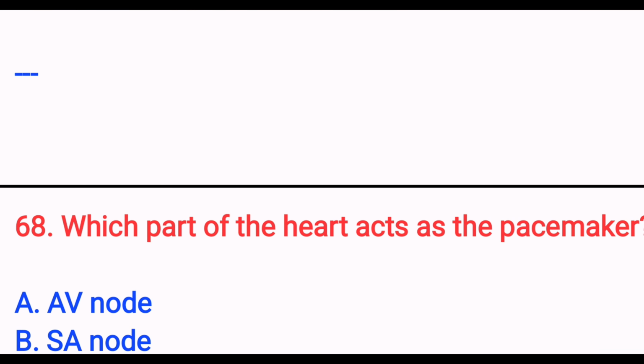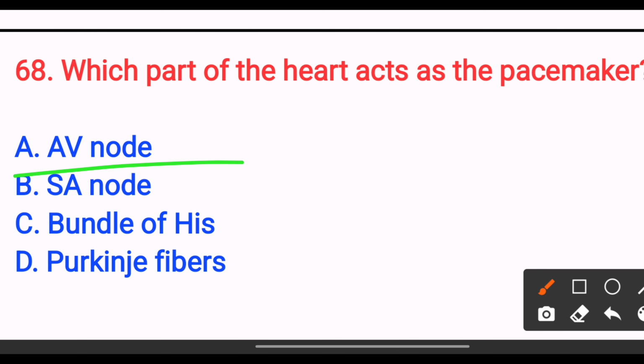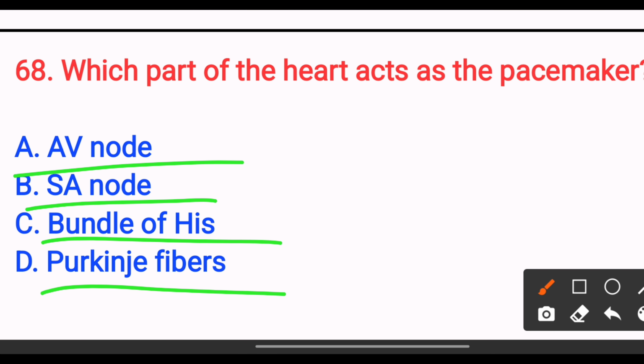Next, which part of the heart acts as the pacemaker? Option A, AV node. Option B, SA node. Option C, bundle of His. Option D, Purkinje fibers. The answer is option B, SA node. The sinoatrial node initiates electrical impulses that control the heart rhythm, known as the natural pacemaker. So the answer is option B.